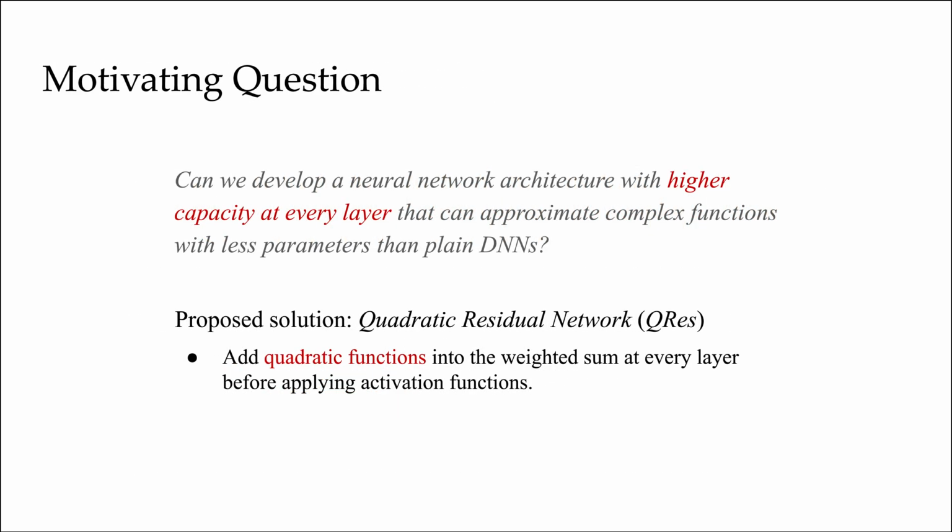This motivates us to ask the question: can we develop a neural network architecture with high capacity at every layer that can approximate complex functions with fewer parameters than plain DNNs? Thus, here we propose the quadratic residual networks, or QRES, by adding quadratic functions into the weighted sum at every layer before applying activation functions.